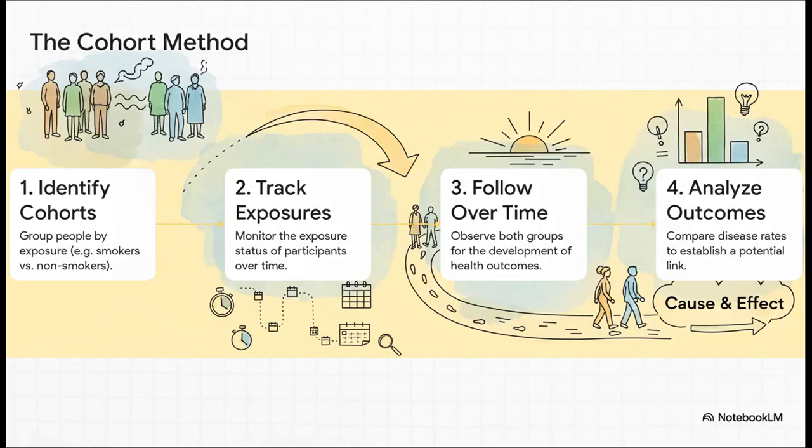And here's basically how it works in the real world. First, you identify your groups. A cohort of people exposed to something, like smokers, and a cohort that isn't. Then, you just follow both groups for a really long time. And finally, you analyze the results to see if there's a real difference in the outcomes. See, the whole process is built to find that cause and effect link.